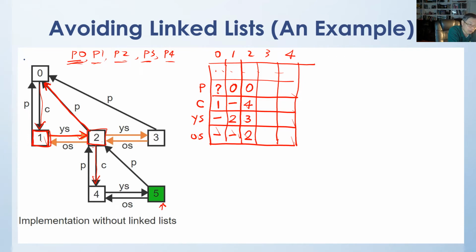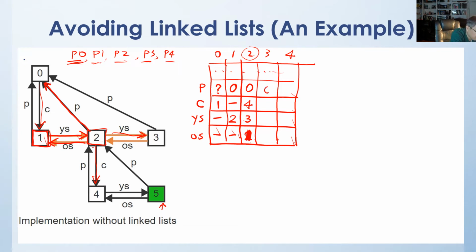So it's a 0, 3. Oh, I'm sorry. That's not 2, it's 1. 2 is the process itself. So the child is 4, the younger sibling is 3, and the older sibling is 1. Okay. Now let's fill the information for process 3.